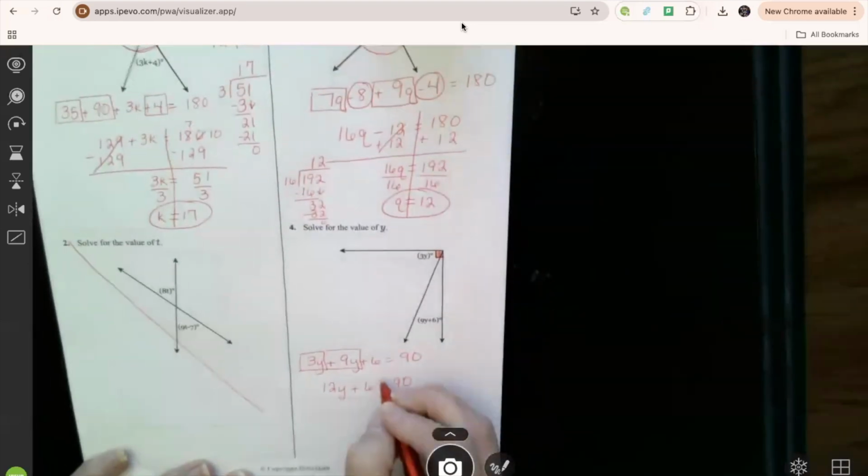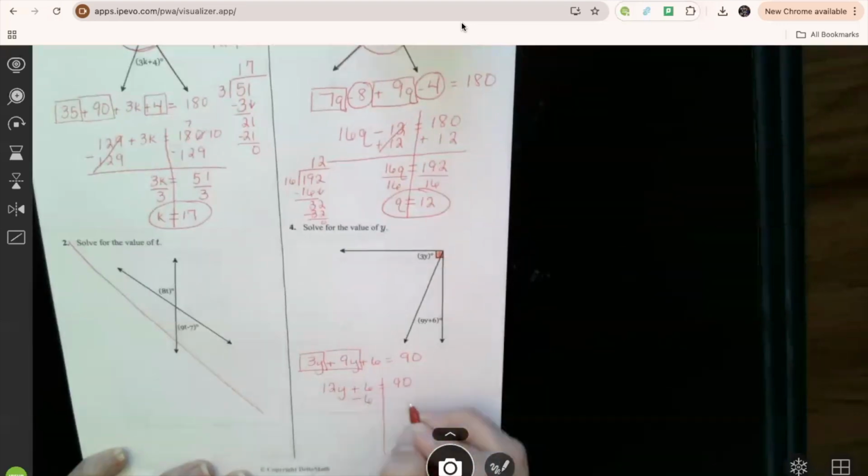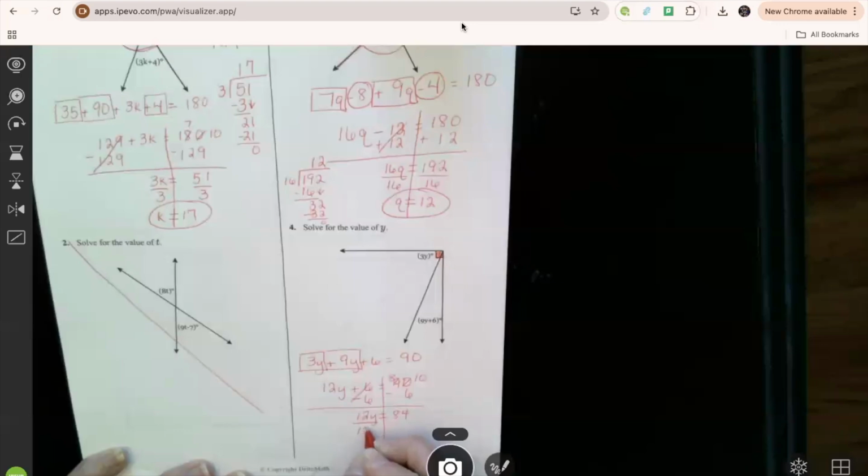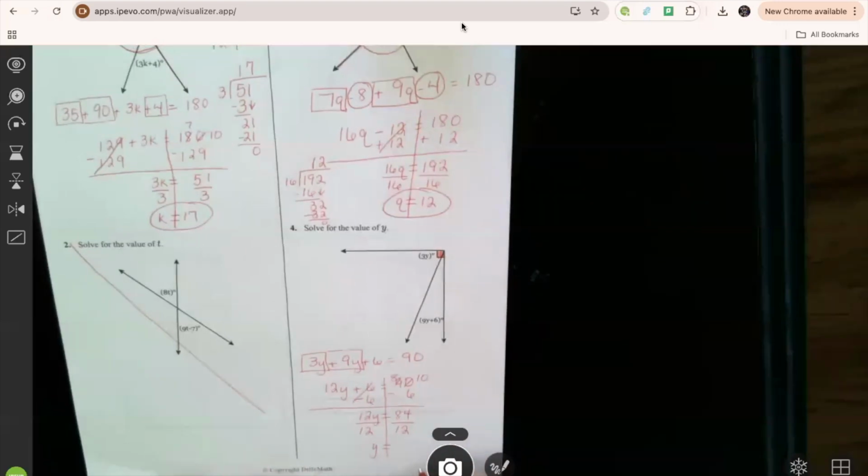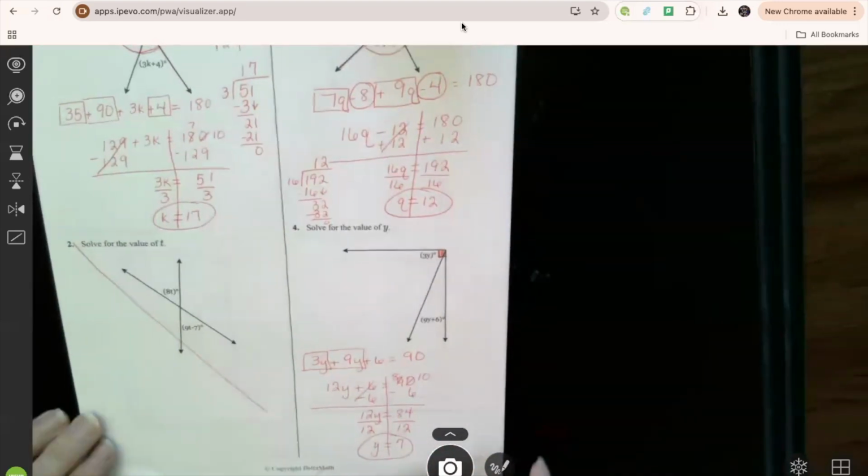All right, so now I'm going to subtract 6 from both sides. And I have 12y equals 84. And now I'm going to divide both sides by 12. If you're not sure what 84 divided by 12 is, you can count up. You could use long division, but in this case it's probably easier to just count up, and that would equal 7. So your value of y is equal to 7.